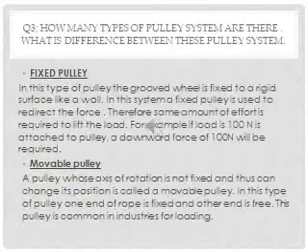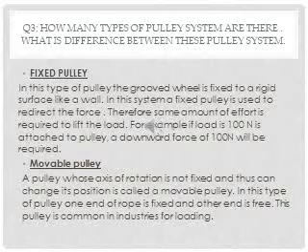Question number 3, how many types of pulley systems are there? What is the difference between these pulley systems? Number 1, fixed pulley system. In this type of pulley system, the grooved wheel is fixed to a great surface like a ceiling or a wall. In this system, a fixed pulley is used to redirect the force. Therefore, the same amount of effort is required to lift the attached load. For example, if a load of 100 Newton is attached to the string of the pulley, in order to move it upward, a downward force of 100 Newton will be required.